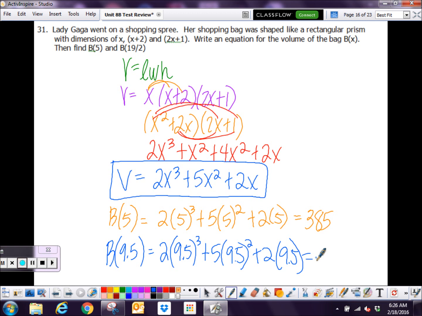So my answer here is 2,185. But this type of problem is not going to go away, so you have to make sure you know how to multiply those things, and you need to know how to plug numbers in.